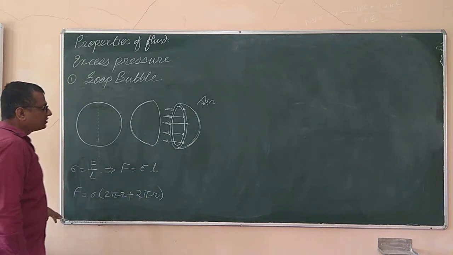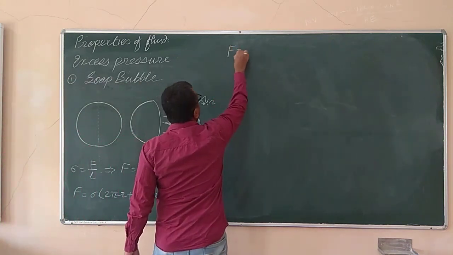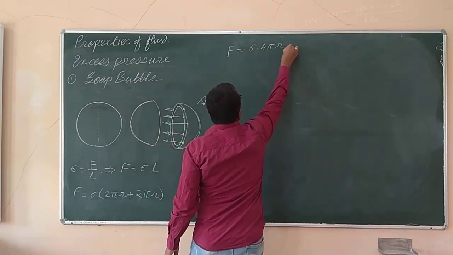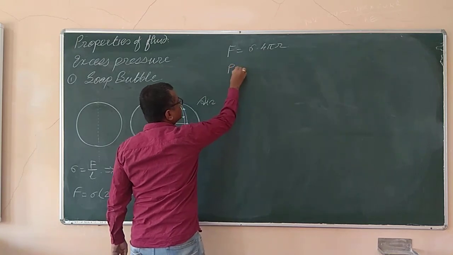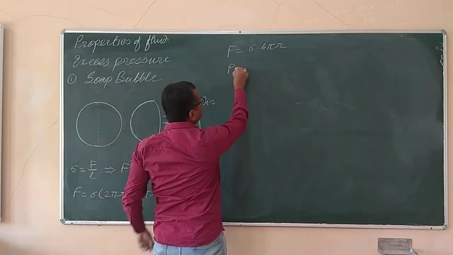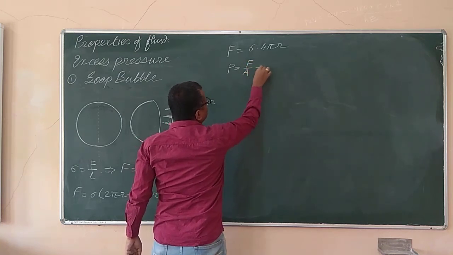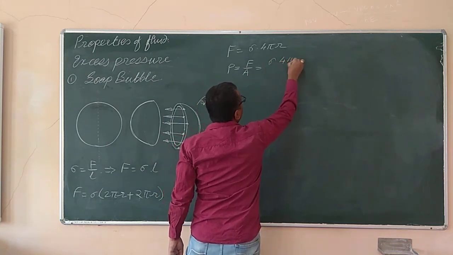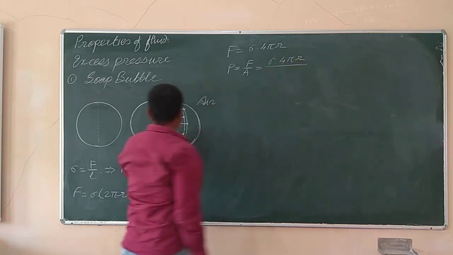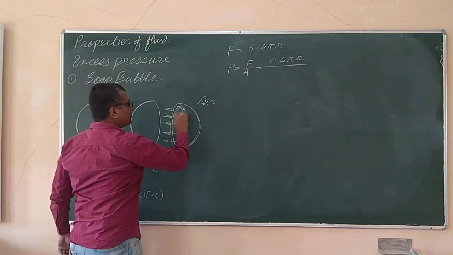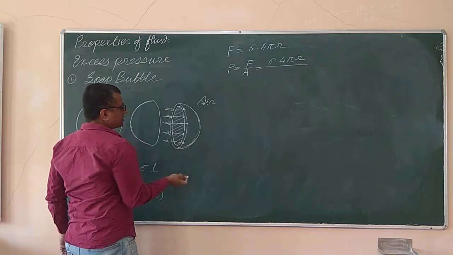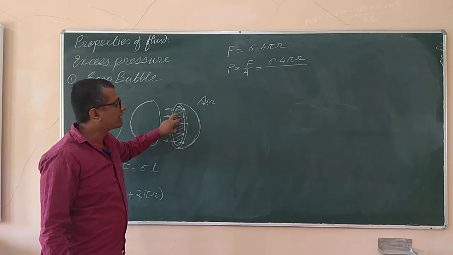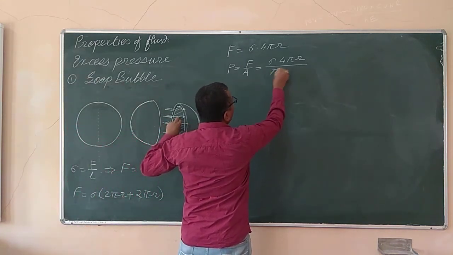And now the formula of force is 2 pi r plus 2 pi r, which is 4 pi r. So F equals sigma into 4 pi r. Now how much is the pressure? Excess pressure P is the force per unit area. So the magnitude of force is sigma into 4 pi r, divided by the area on which it is acting. This is the area on which the force due to the surface tension is acting. Actually that force is acting on the liquid membrane, but finally that force is transmitted to the inner gas. So the area here is pi r square.